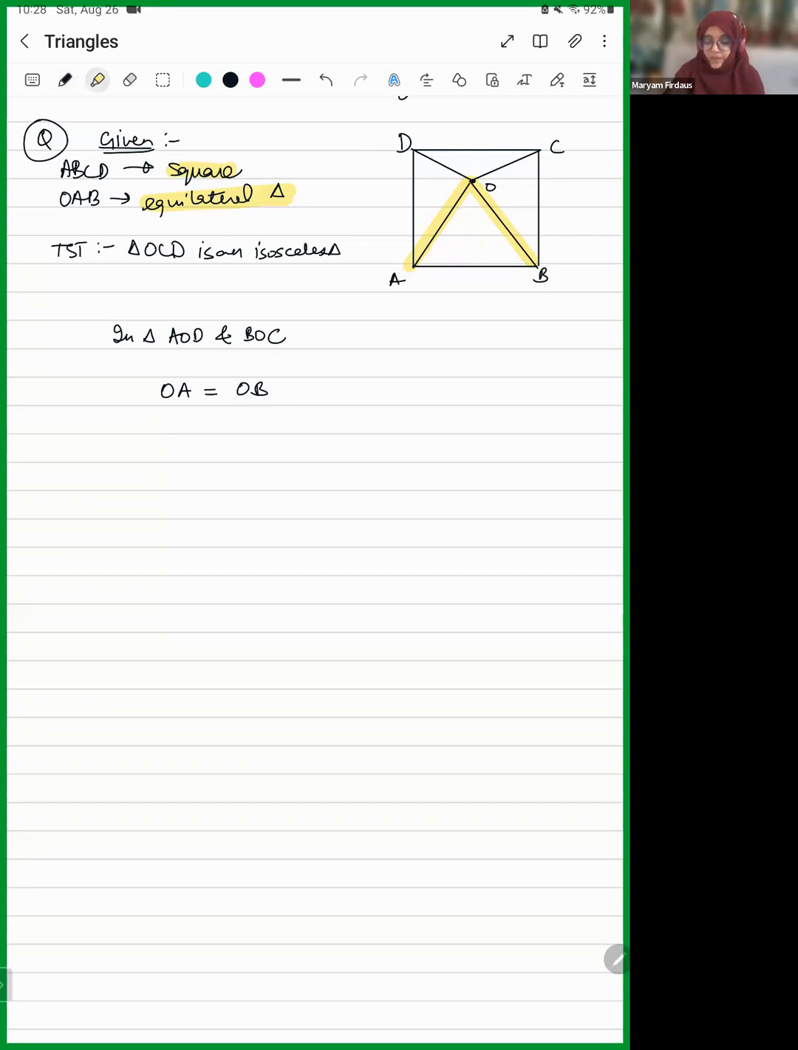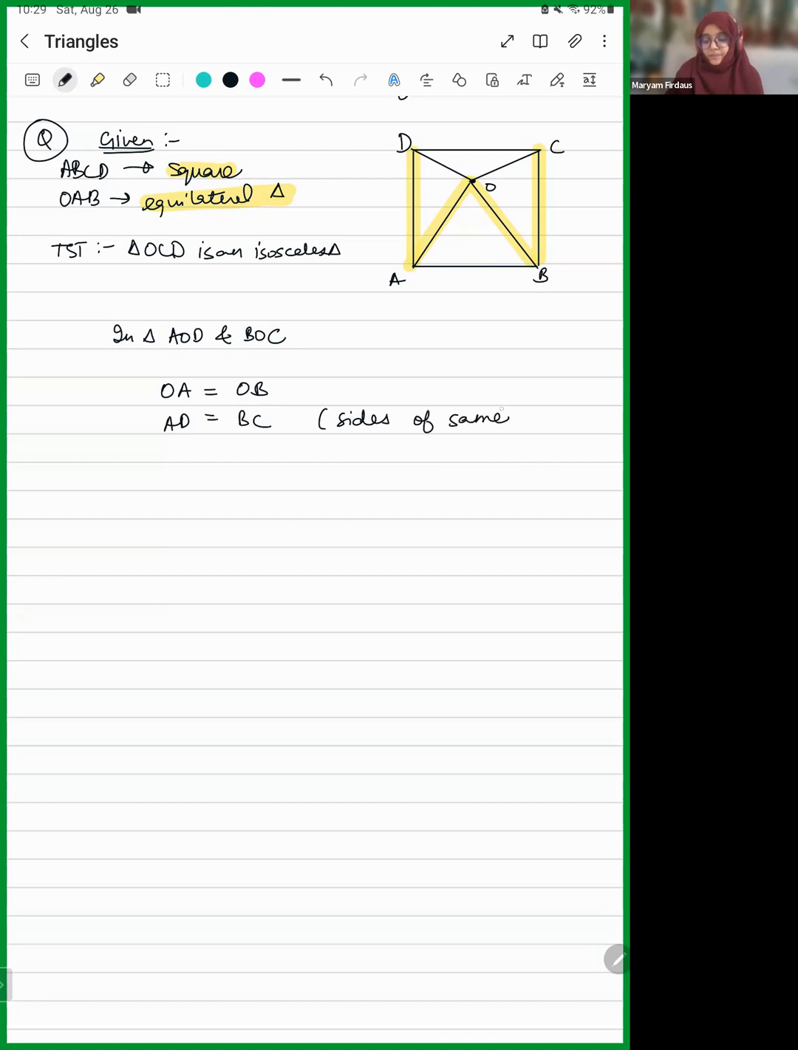Okay, I'm going to give you a hint. All the sides that are equal that you're going to need in this question, I am going to mark them as the same color. Now think about it. OA equals OB, you have already said. Then what else? AD equals BC because it's a square. Yeah, they're sides of the same square. One more thing you need.